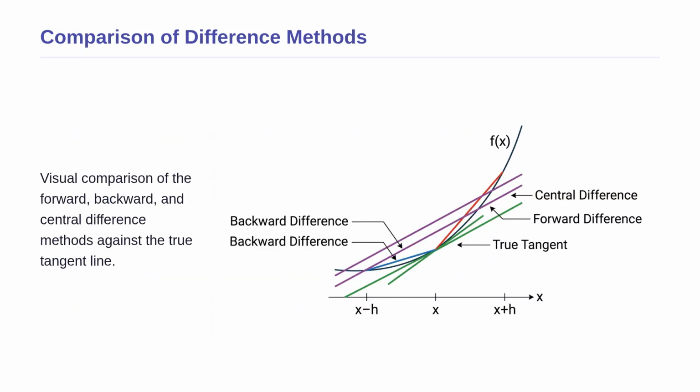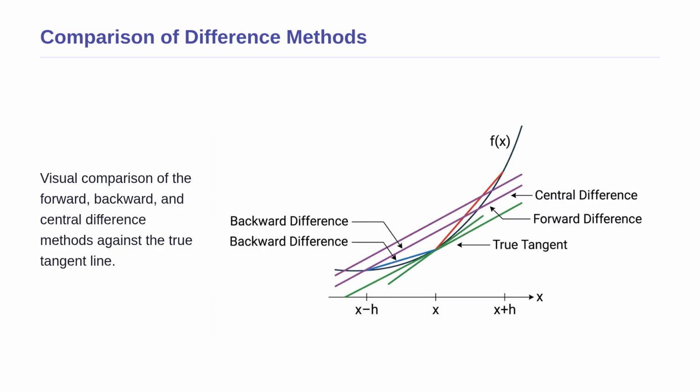To truly understand why the central difference method is superior, let us look at it visually. Here we see a curve with 3 points marked on the horizontal axis. Our current point x, the backward point x minus h, and the forward point x plus h. The green line is the true tangent, representing the exact derivative.